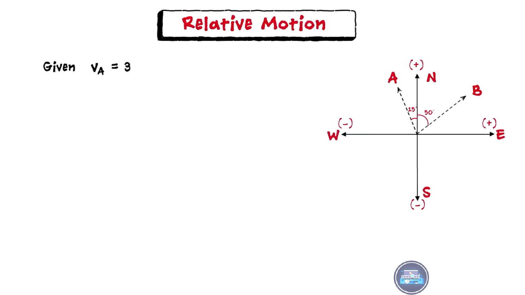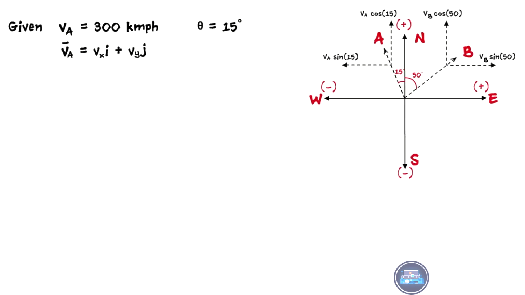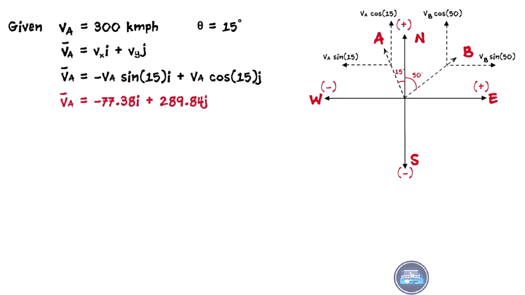Given that the velocity of A is 300 km per hour at 15 degrees west of north, now V_A bar is given as Vx i plus Vy j. Vx is given by Va sin 15 and Vy is given by Va cos 15. The sign of the component will be negative as per the coordinate system. On evaluating, we get Va as shown.